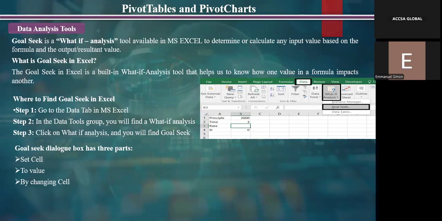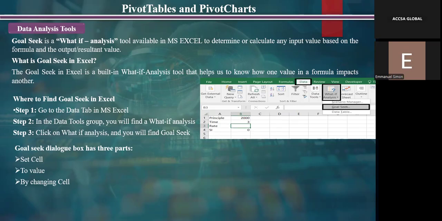So the next thing we'll be looking at is data analysis tools. And one of them is the goal seek. The goal seek is a what if analysis tool, because when you check under it, you see the scenario manager, you see the what if analysis, and you see one other tool that we'll also consider. Now here we have the what if analysis tool available in Excel to determine or calculate any input value based on the formula and the output resultant value. So what is goal seek in Excel?